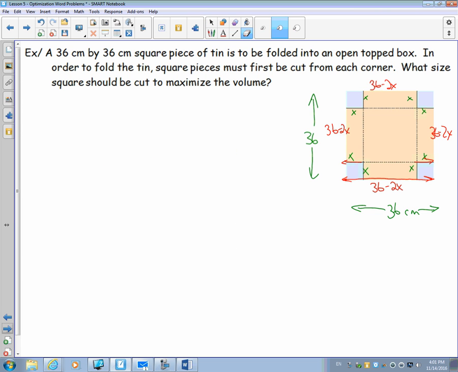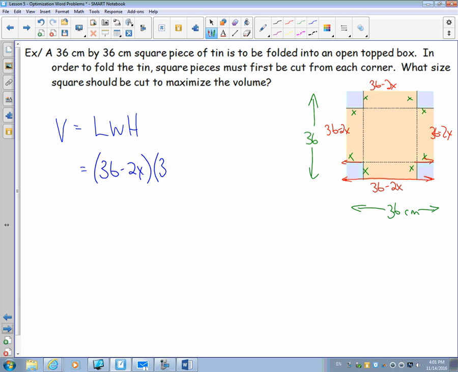We want to maximize our volume. What do we know about volumes? We know our volume equals length times width times height. How long is this box? Well, it's 36 minus 2x. How wide is the box? Well, it's a square, so it's the same. The only trick is, how tall is the box?